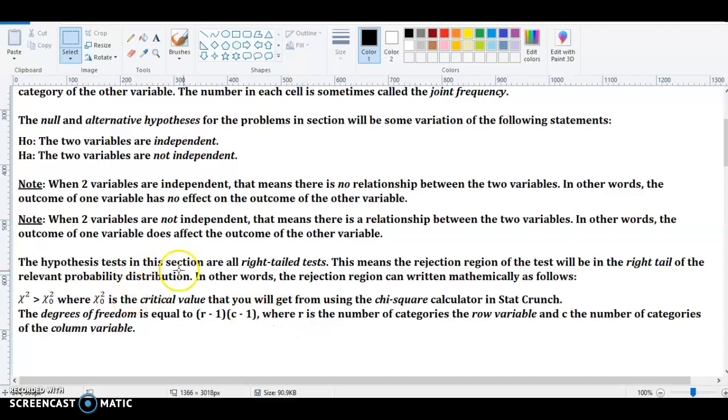The hypothesis tests in this section are always right-tailed tests. This means that the rejection region of the test will be in the right tail of the relevant probability distribution. So the rejection region can be written mathematically as follows. Since the rejection region will always be in the right tail, your answer choice for the rejection region will always look like this: chi-square is greater than chi-square sub 0, where this notation represents the critical value that you will get from using the chi-square calculator in StatCrunch.